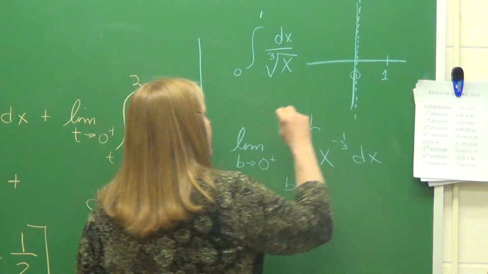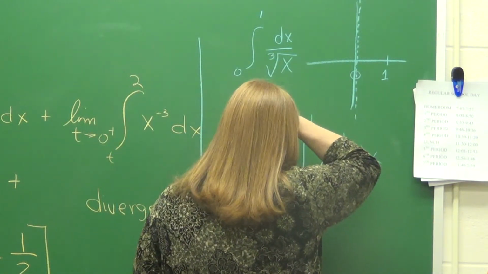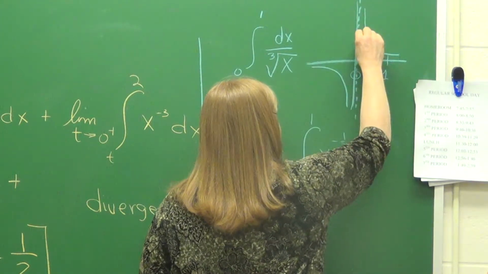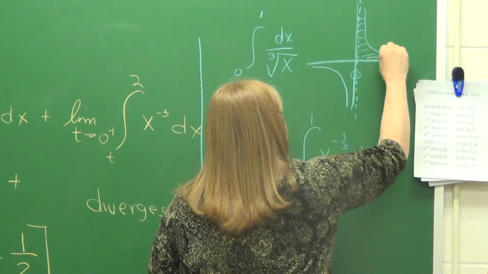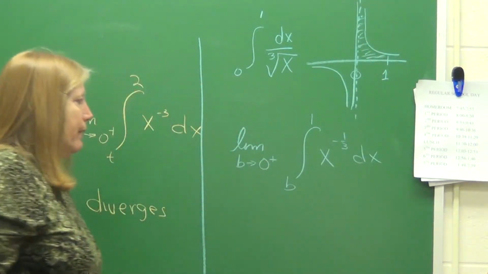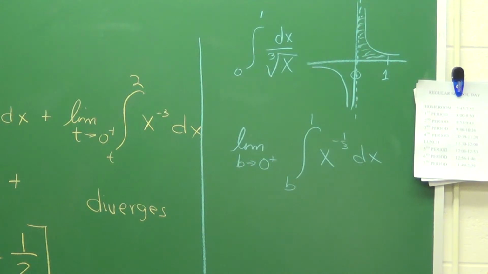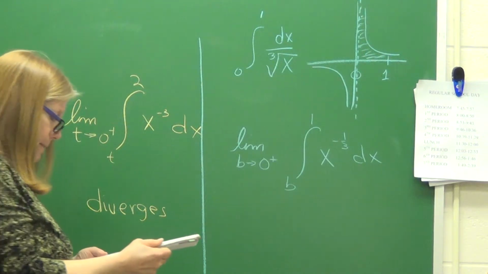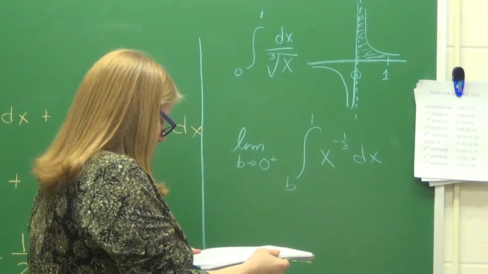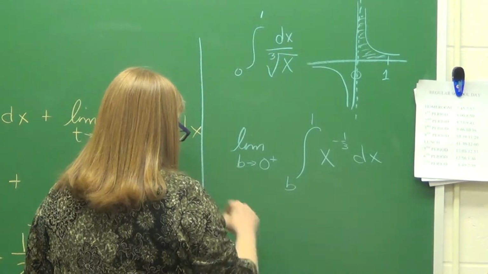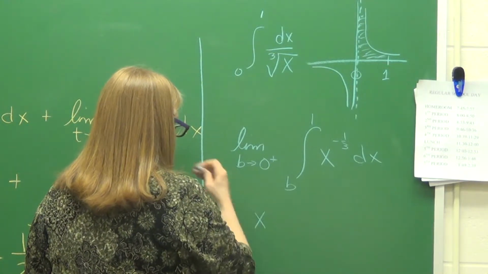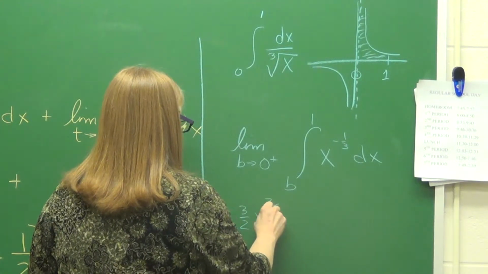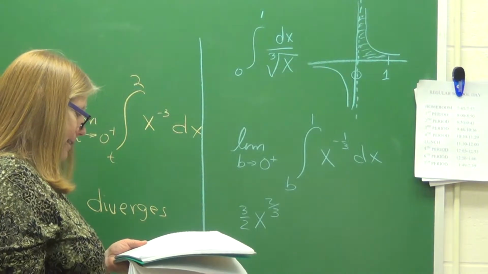I'm trying to think what the graph looks like. Cube root of x, 1 over cube root of x. I think it has a spot here and a spot here, but we're only interested in this spot. See if this one converges or diverges. So when we integrate x to the negative 1/3, x to the what, 2/3? Mine converges. Yay!